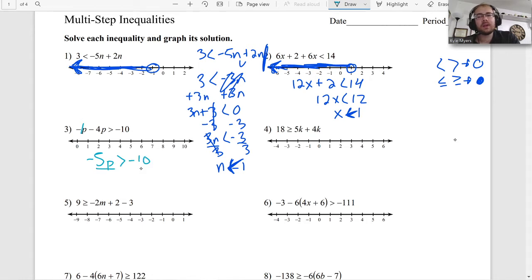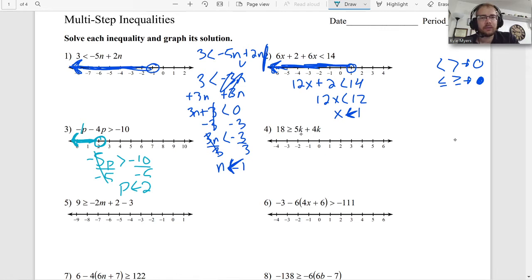Okay, then I want to divide both sides by negative 5. If I do that, I have to flip the sign. That's the only thing that's different about inequalities, is that I have to flip the sign. This is at 2, and I'm going left. All right, going left at 2.